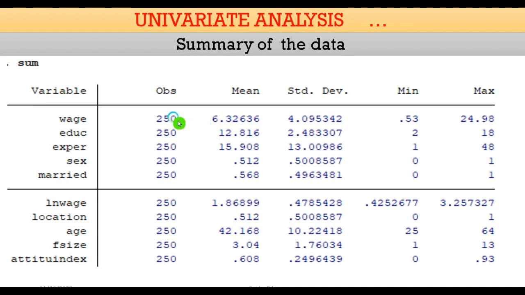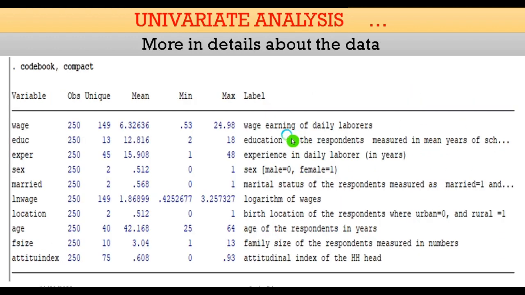In addition to describe, you can use summarize. We talk about the summary of the data. Particularly in the case of a continuous variable, you get more information, like the sample size, the mean of each continuous variable, the standard deviation of each continuous variable, and the minimum and maximum. On the other hand, both of the above descriptions can be obtained by using the STATA command codebook, that is codebook compact, with more details about the data.